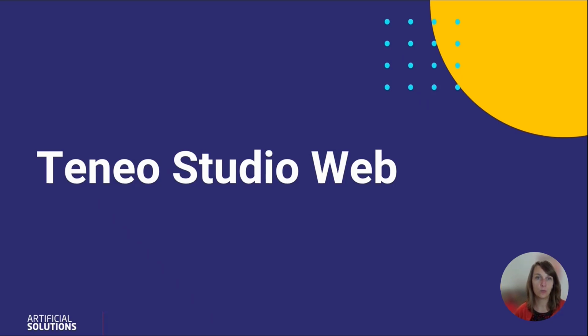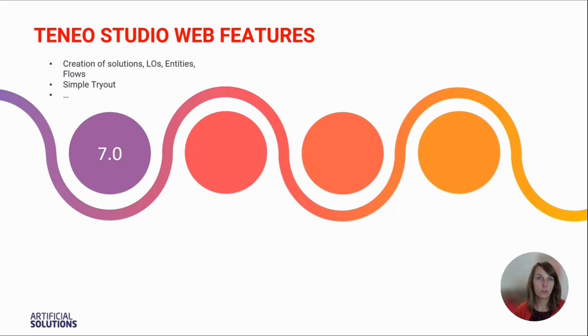Good. So, Teneo Studio Web. The first iteration of Teneo Studio Web allowed you to create solutions, language objects, entities, and flows. You could do a simple tryout, etc. Let's say the basic stuff to be able to build some very simple things on the web. Now with the 7.1 release, you will be able to do much more.